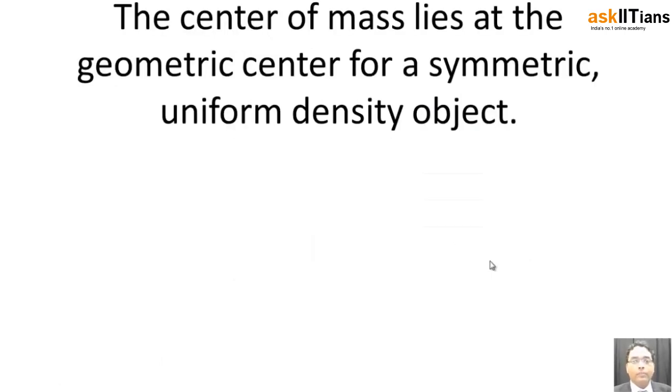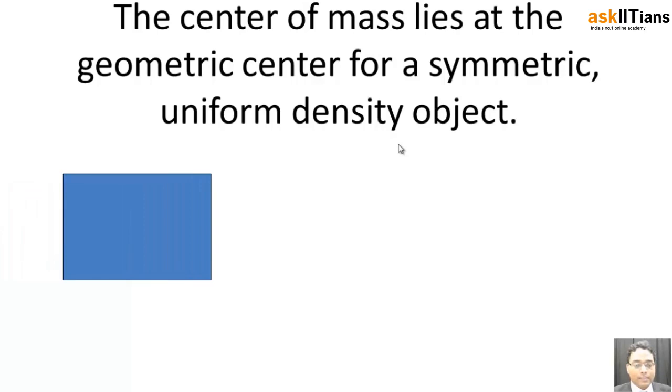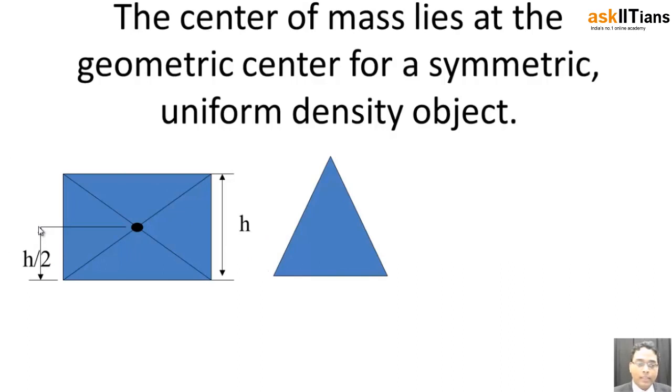Going further, we can say that the center of mass lies at the geometric center for a symmetric, uniform density object. So if I talk about this particular object here, and say the total height is h, then at the halfway point this is going to be h by 2. So if this is h by 2, this is the center. The center of mass or the center of gravity is going to be acting here.